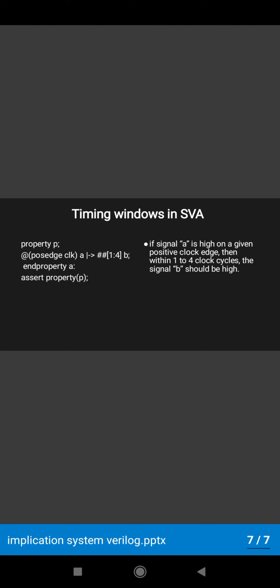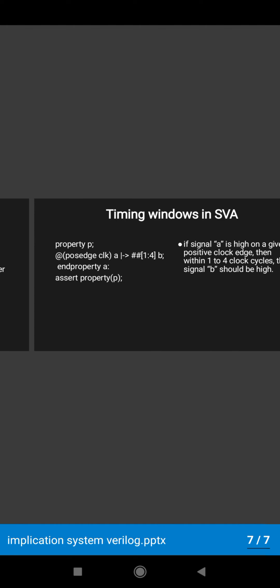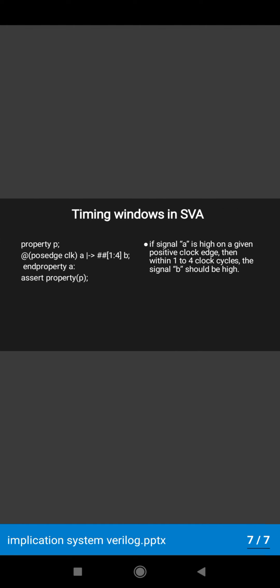So this was a very brief look at the implication operator. You can see that the implication operator can only be used with property definitions and not with sequence definitions. In the next video we will be implementing these operators in a SystemVerilog program, and then we will look at the waveforms.